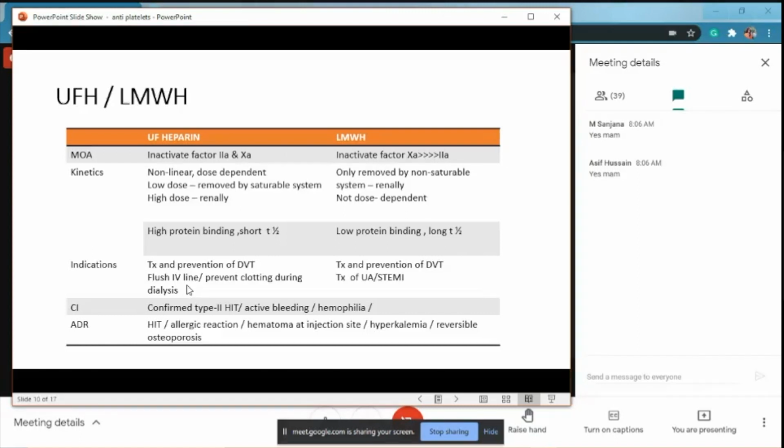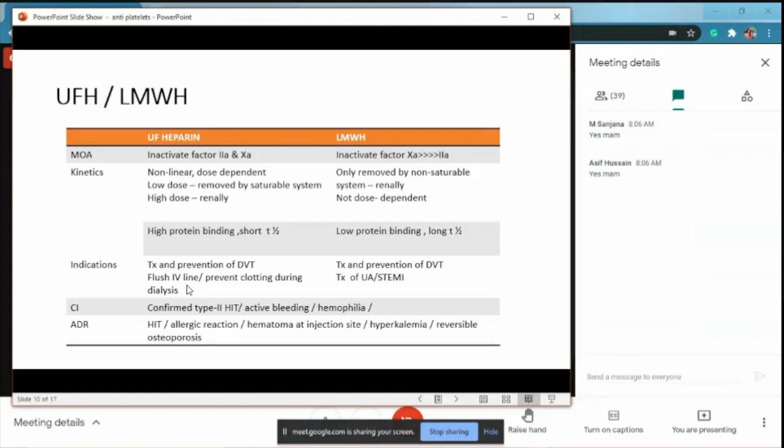Now let's have a look at the indications here. For both unfractionated heparin and low molecular weight heparin, as I discussed when I mentioned the VTE, the first choice of treatment is unfractionated heparin or low molecular weight heparin.